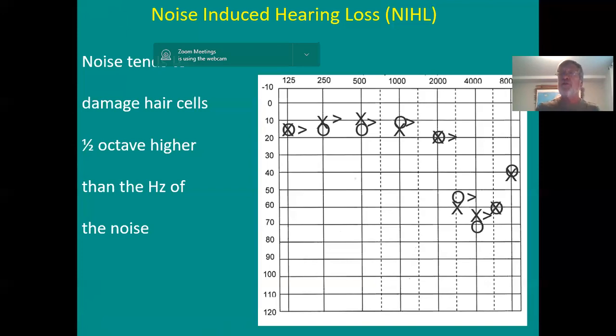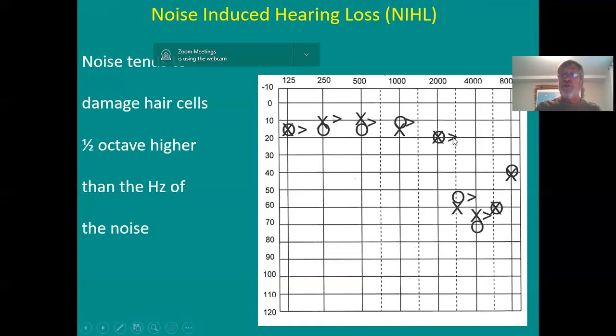Anyway, noise-induced loss. What will their findings be? A high-frequency sensory neural loss. Notice again, bone conduction is similar to air conduction. And the loss will be between 3,000 to 6,000 hertz, mostly at 4. And tympanograms, type A, normal. Acoustic reflexes, normal. Okay?